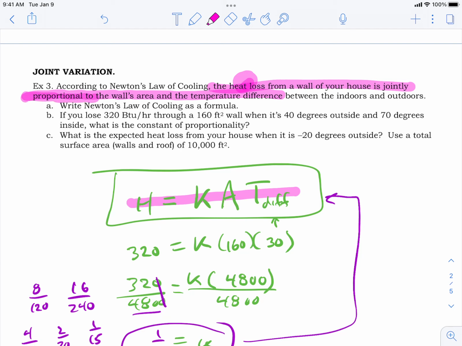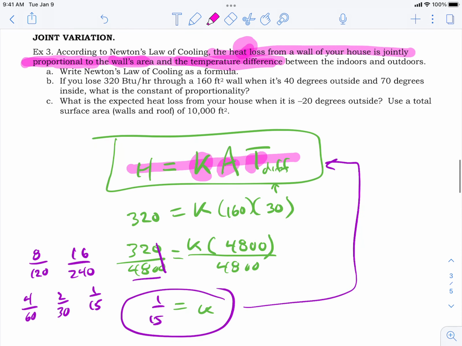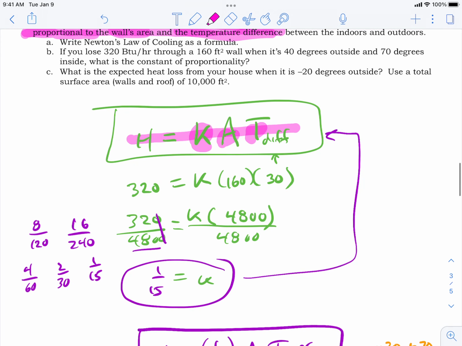Jointly proportional to is telling me K times a bunch of stuff. What bunch of stuff? The wall's area and the temperature difference. So it's a language that you can interpret and write directly as a nice little formula. And then you can use the formula for whatever houses, wherever, and so on. You use the house to solve for that house's K. You use data from the house, I should say.